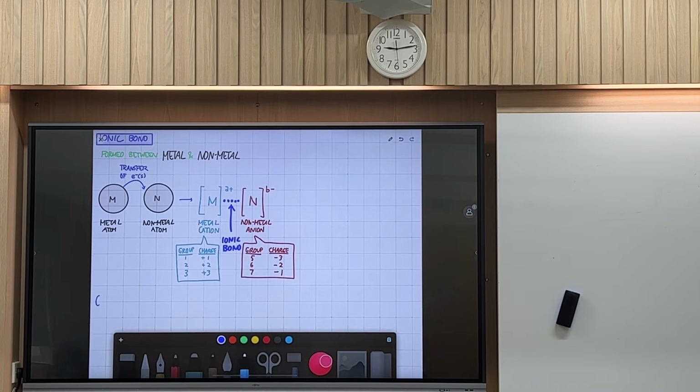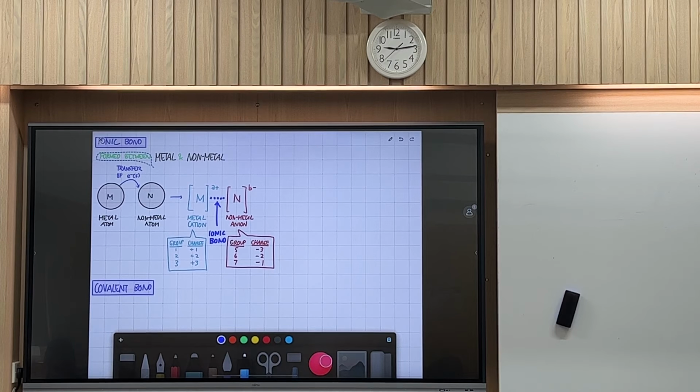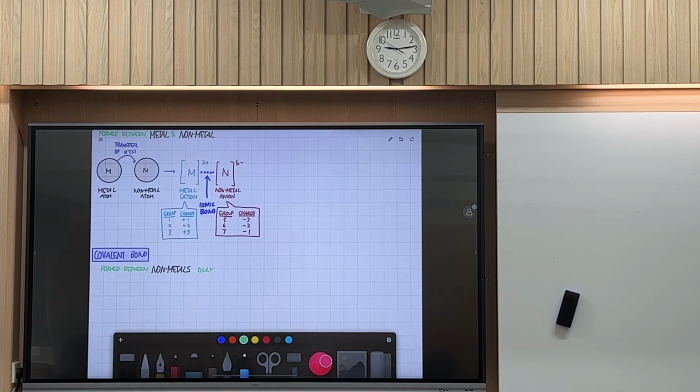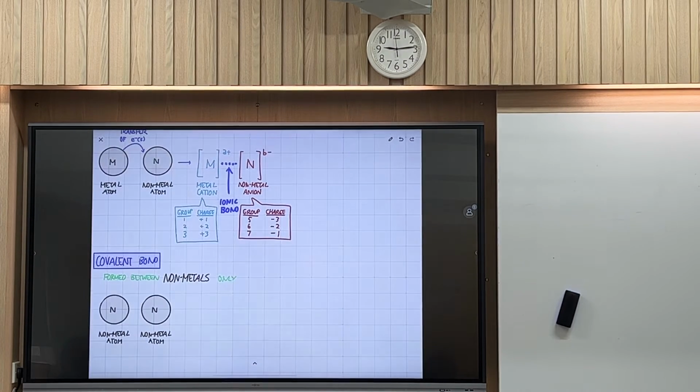Next up, we have the covalent bond. This is supposed to be just a summary, so I have to keep it short. How is a covalent bond formed? It is formed between non-metals only. So you can put down an atom, a non-metal atom, and another non-metal atom here. In between, they will share electrons.